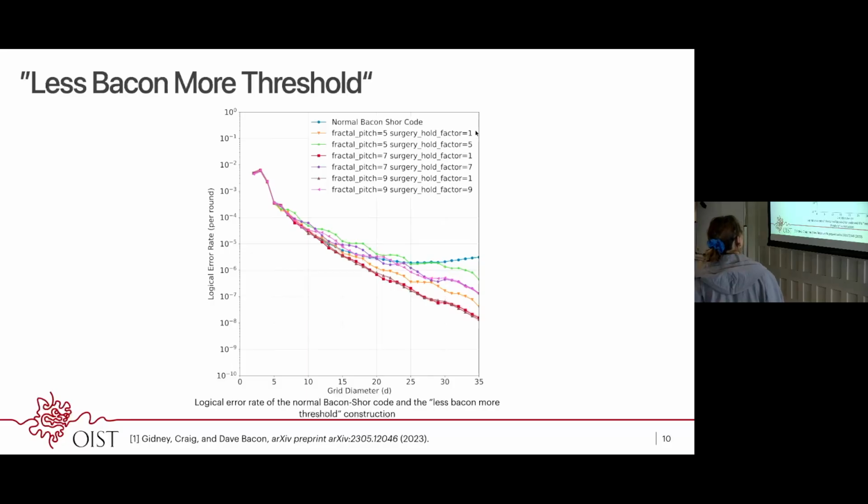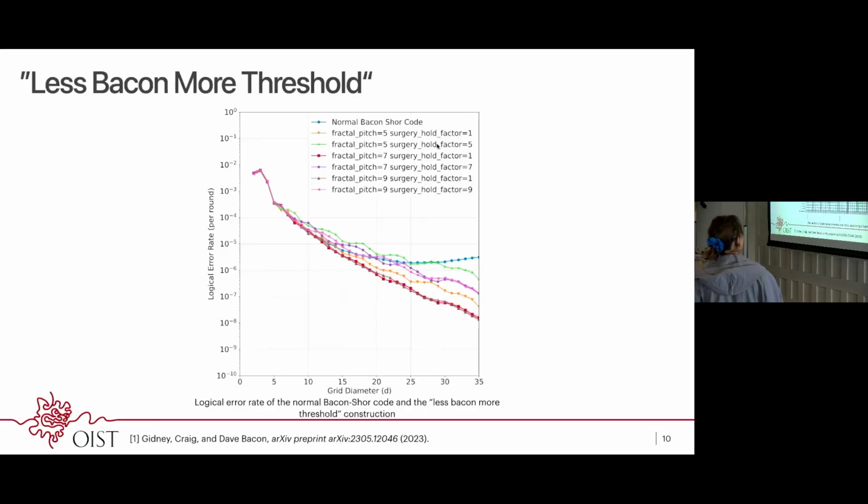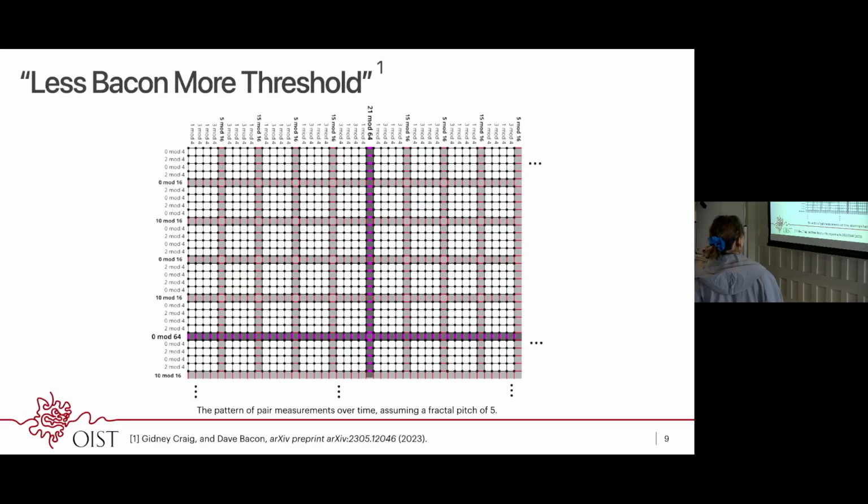When the threshold factor equals 1, it means that at this time step they measure the whole column once. And when the threshold factor equals 5, it means they measure the whole gap 5 times, so 5 rounds at this time step.